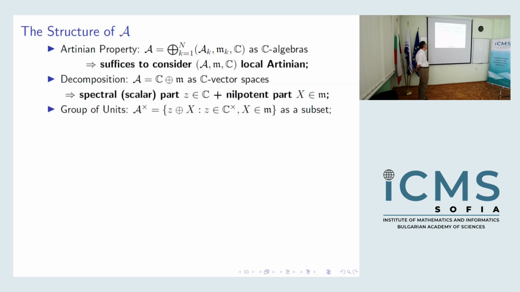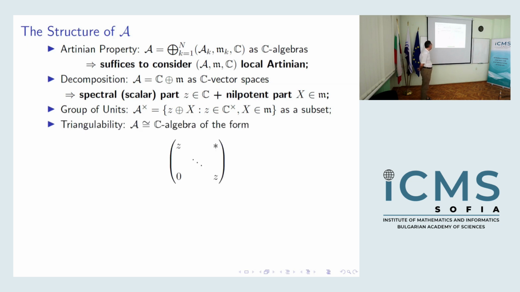So inside this decomposition, one can also identify the group of units as a subset again, namely those elements that have non-zero scalar part. And here's where the name spectral part comes from. So it turns out that such commutative algebras, so finite-dimensional commutative algebras over the complex numbers, are simply isomorphic to upper triangular, or if you prefer, lower triangular matrix algebras of this form. Of course, not all upper triangular algebras of this form are going to be commutative. And so if we think of A as an algebra of operators, the scalar part is simply the eigenvalue.